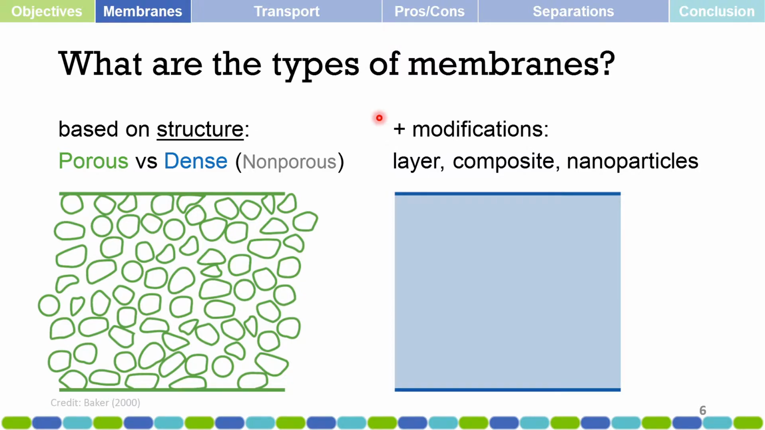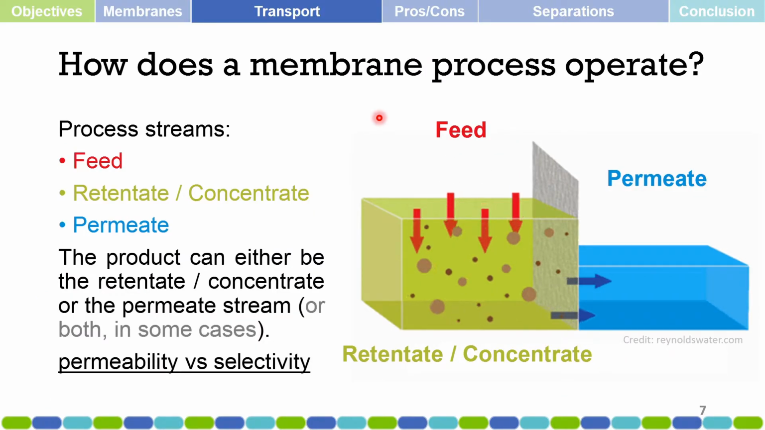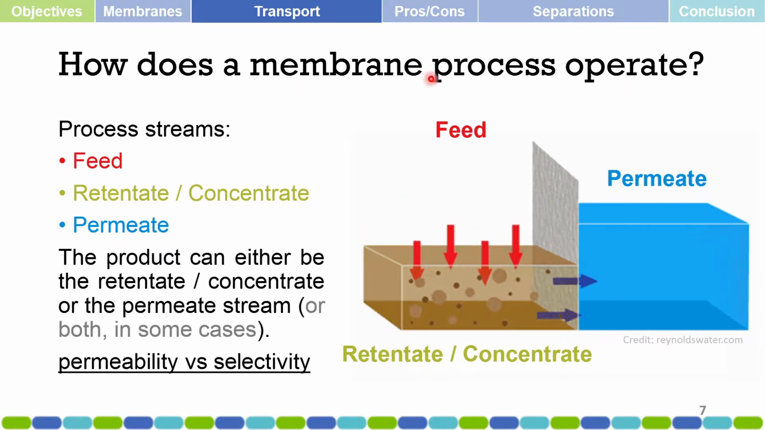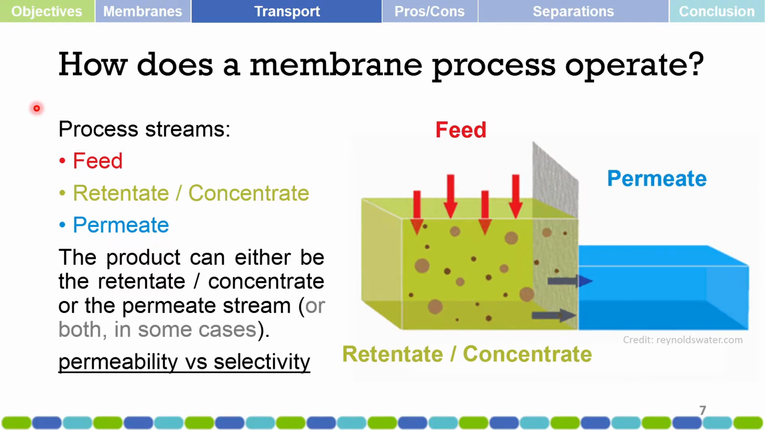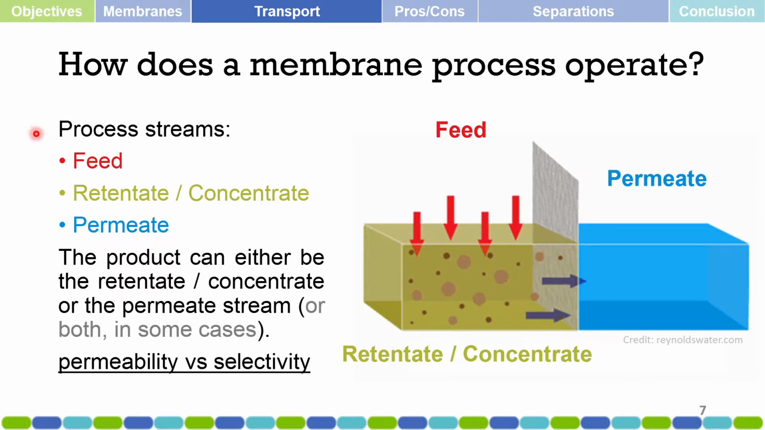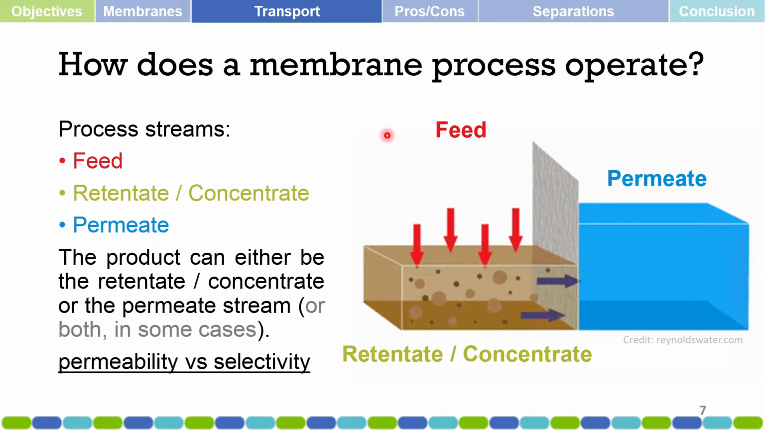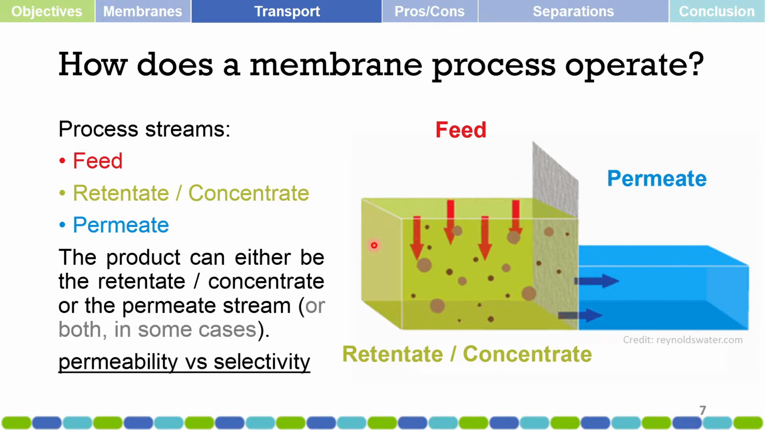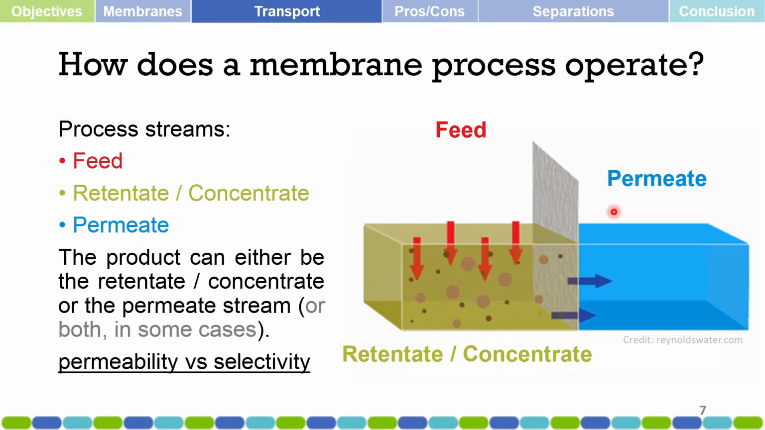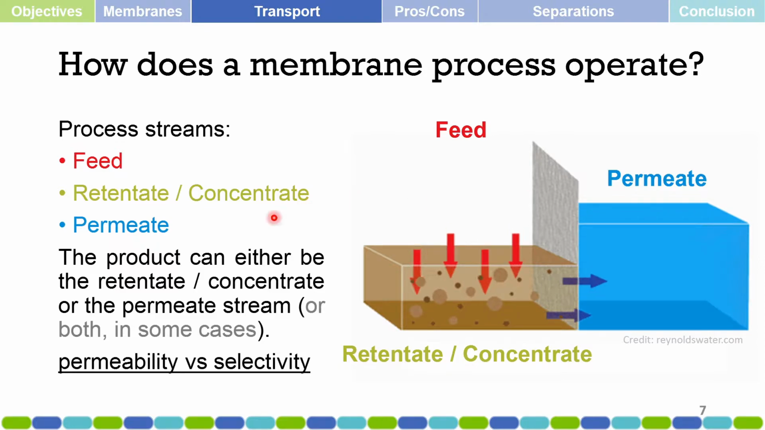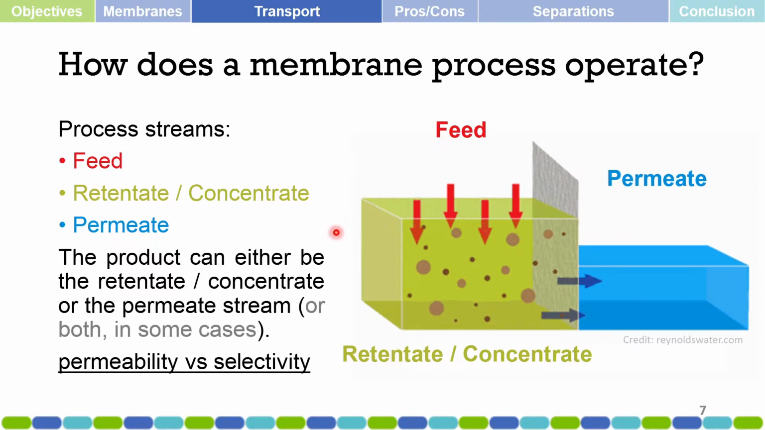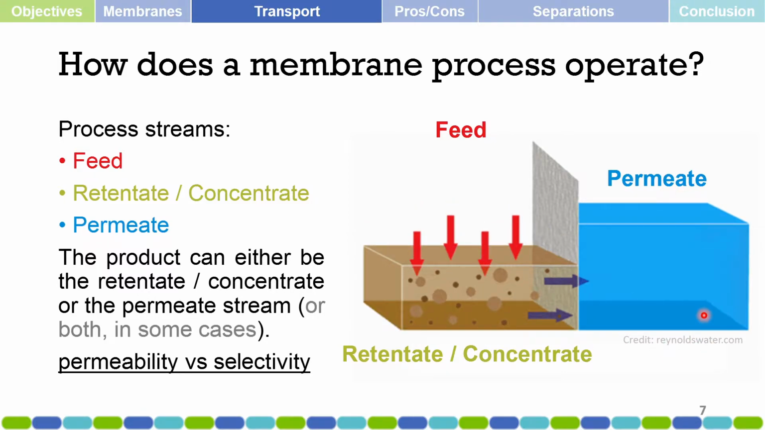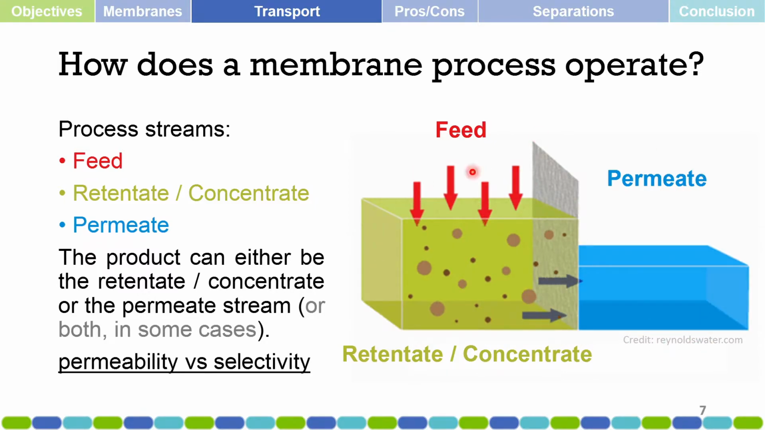However, moving on to the more chemical engineering aspect, how exactly does a membrane process operate? As you can see, there will be three process streams. First of all, the feed, and then the retentate or concentrate, and then the permeate. The product in this membrane process can either be the retentate or the permeate, or in some cases, both of them are the product.